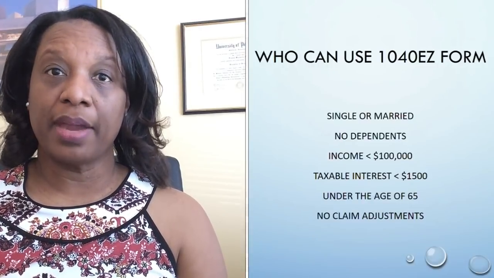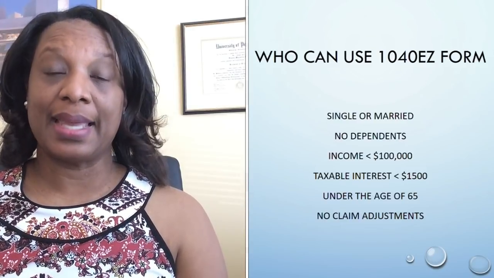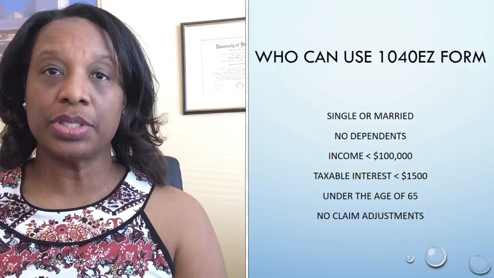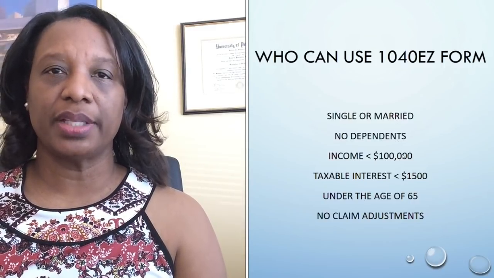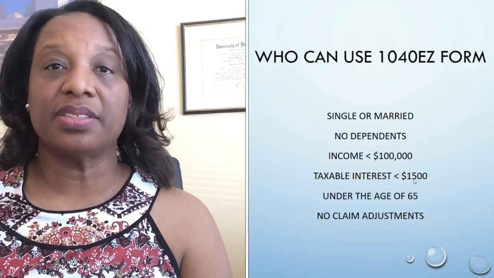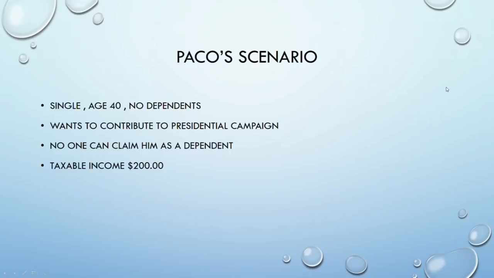As far as who can use the 1040 Easy form, you can use it if you're single or married and have no dependents, if you've made less than $100,000 and your taxable interest is less than $1,500. If you're under the age of 65 and you have no claim adjustments, then you are eligible to use the Easy form. So we're going to use Paco's scenario.